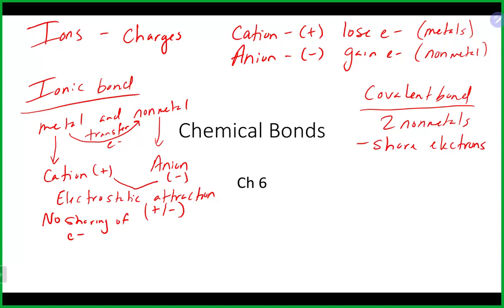But the difference between a covalent bond and an ionic bond is, again, in a covalent bond, we have sharing of electrons. In an ionic bond, we have no sharing of electrons. A transfer of electrons has basically occurred.